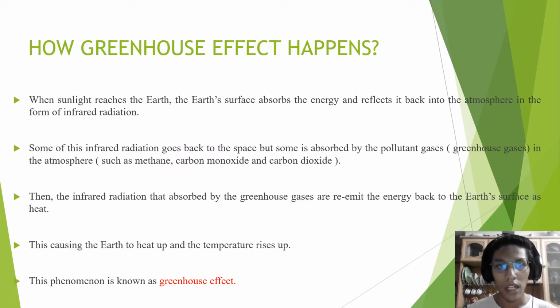So the second slide is how greenhouse effect happens. When sunlight reaches the Earth's surface, it absorbs the energy and reflects it back into the atmosphere in the form of infrared radiation. Some of this infrared radiation goes back to space, but some is absorbed by the pollutant gases, which are also known as greenhouse gases, in the atmosphere. Examples of these greenhouse gases are methane, carbon monoxide, and carbon dioxide.